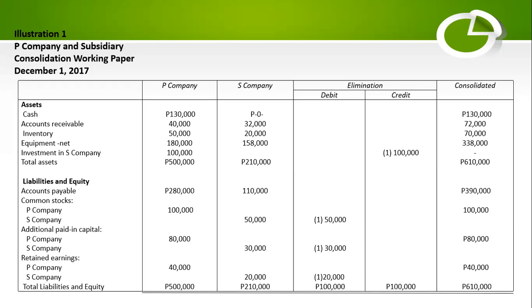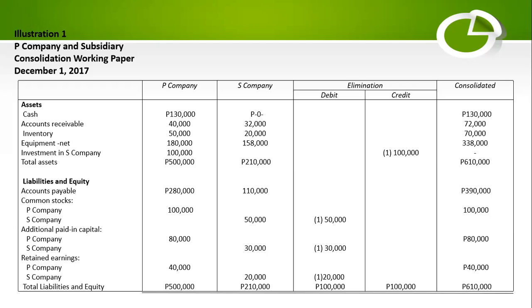Now this time, take note that the investment is at cost. What we mean by cost is that the amount paid by the parent is just equal to the book value of the interests of the subsidiary. So after the elimination entries, we now extend the balances to the consolidated column. So we just extend, adding the assets and the liabilities of the parent and the subsidiary.